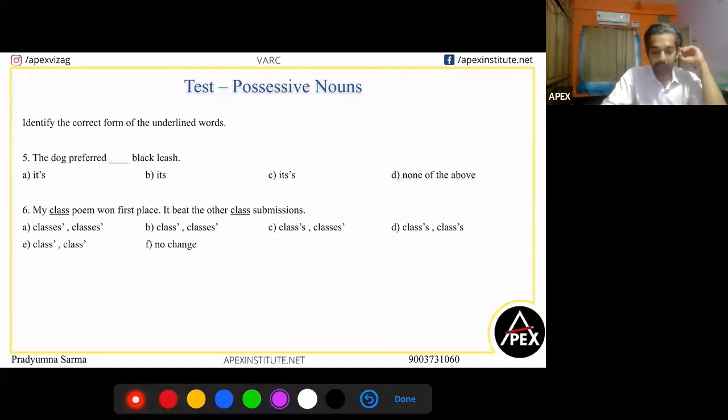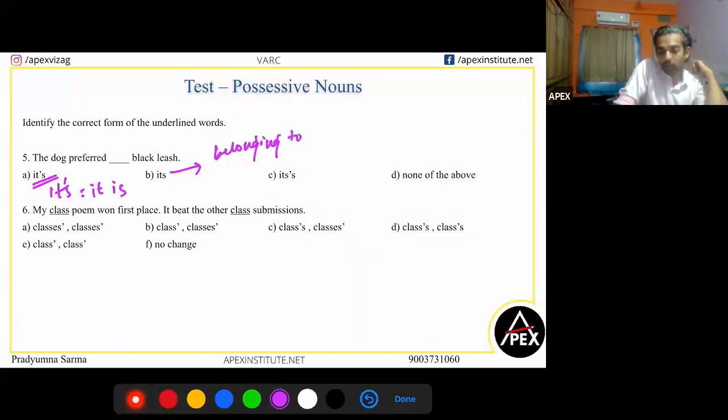Yeah, let's go to the fifth question. The dog preferred dash black leash. Can you guys give me an answer for that? Yes, it's going to be B. Now, again, as I told you, the differences between contraction and possessive. When you have something like this, it means it is. This is belonging to it. This is an obvious mistake. All right. Okay.